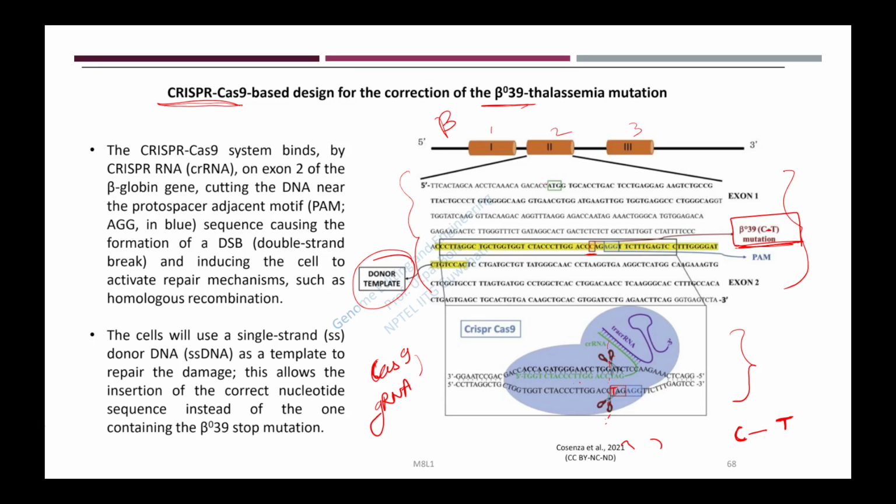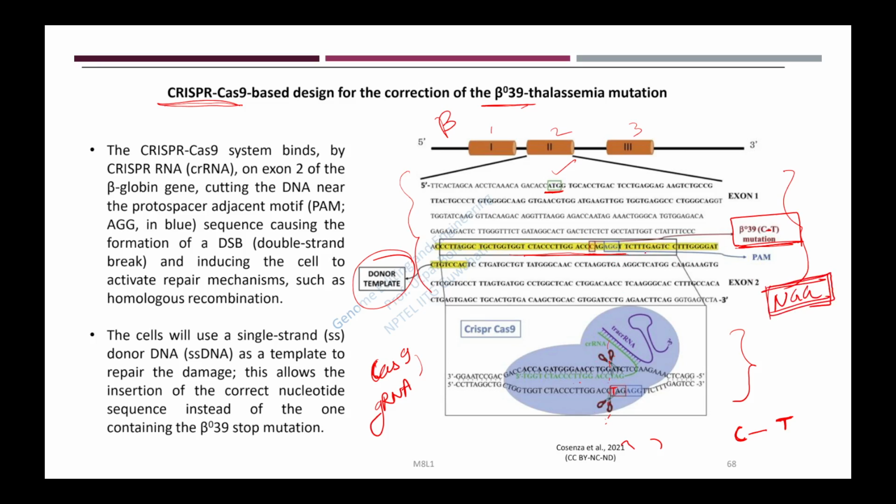You can see the exon 2 starting from here, this ATG. So ATG is the start codon. So it's starting from here, and then from this sequence, the guide RNA has been designed. And this is the PAM sequence, AGG, which is like the PAM sequence is NGG, right? So the PAM sequence is here.